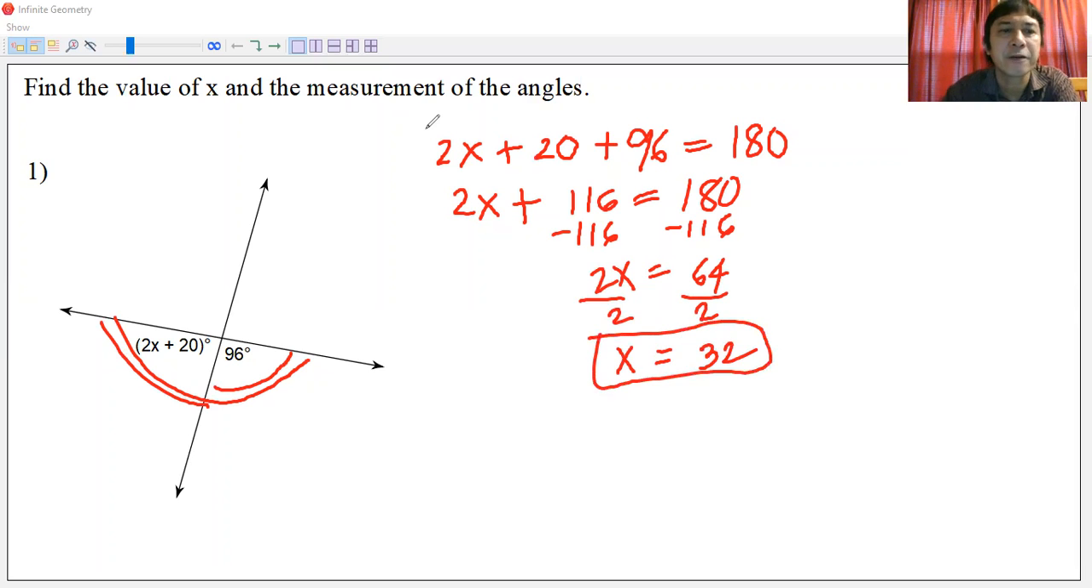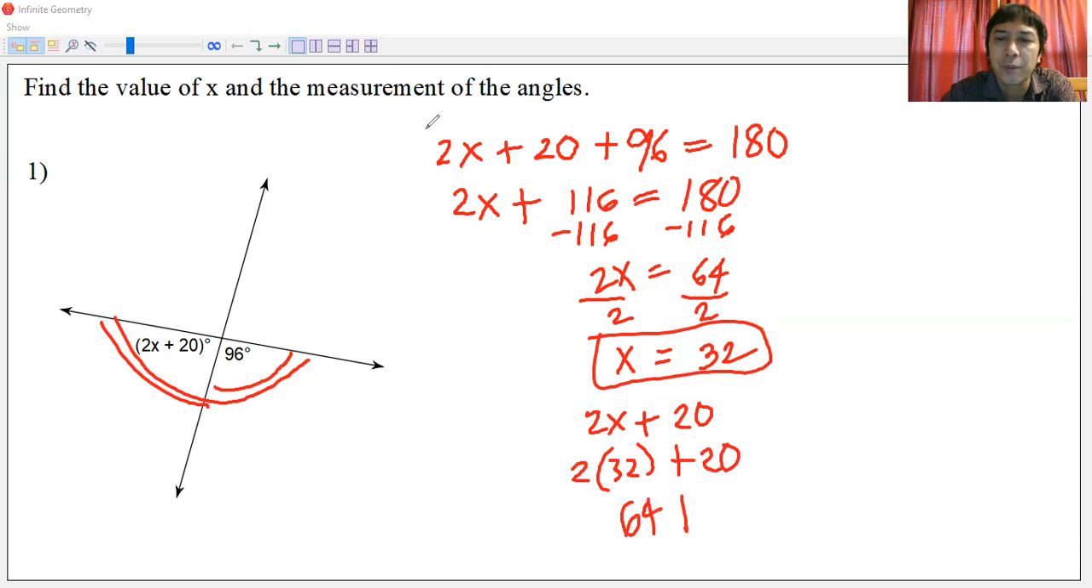So we found the value of x, and we shall be able to find the measurements of the angles. So we have 2x plus 20. That will be for the angle over there, the left side. So that will be 2 times 32 plus 20. So this is 64 plus 20, which gives us 84. There. Now the other angle is 96. So we now have the measurements.